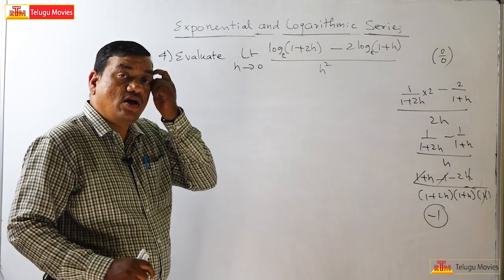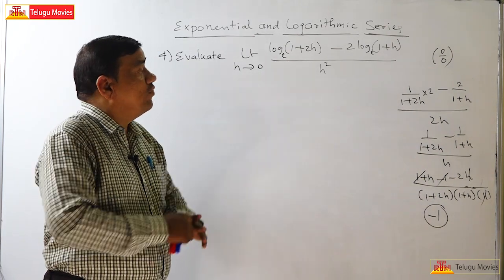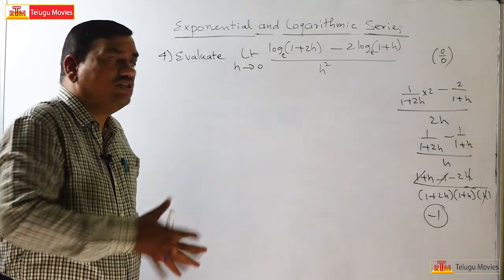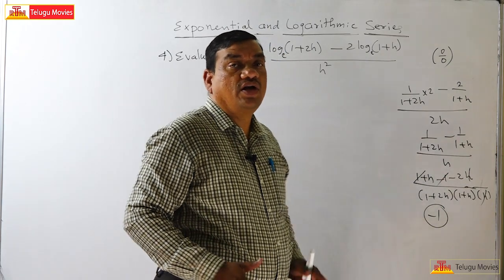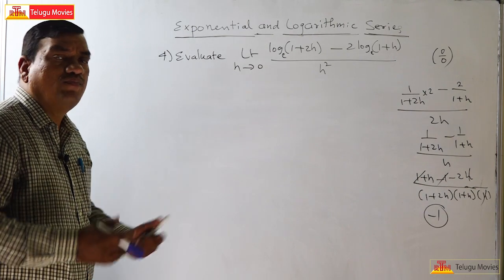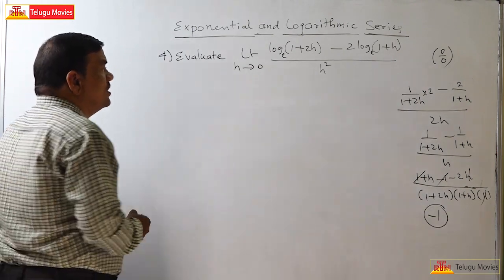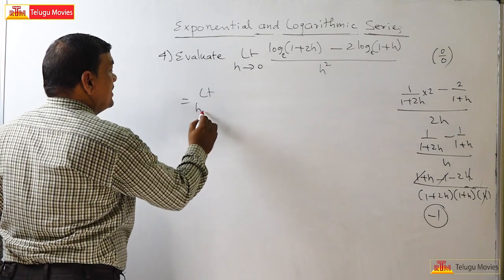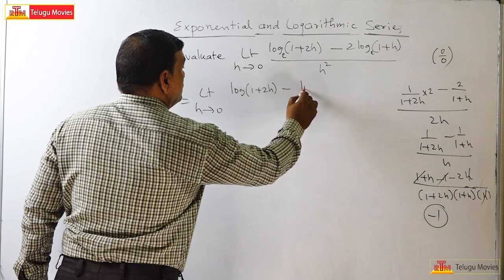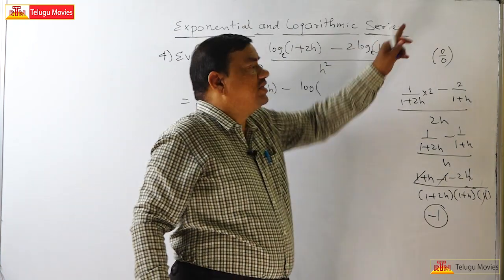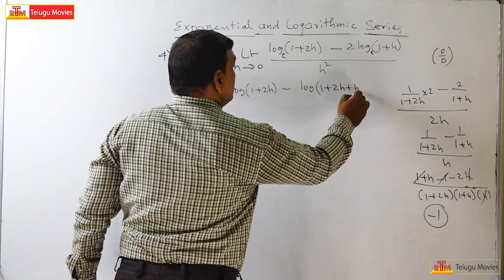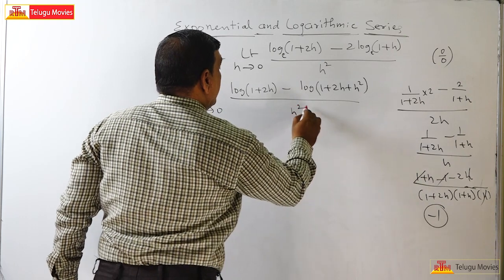If anybody asks you to solve this problem without using L'Hospital rule, we can say this is a short trick method. If they ask you to do the complete problem, how to do this problem? We will proceed with the general method. See here, limit h tends to 0 of log of 1 plus 2h minus, 2 will become the power of 1 plus h, so therefore log of (1 plus 2h plus h square) whole divided by h square.